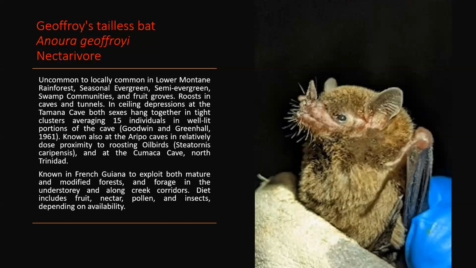In ceiling depressions at Tamana Cave, both sexes hang together in tight clusters, averaging around 15 individuals. They are also known to be found in the Aripo Caves in close proximity to roosting oilbirds, and also at Kumaka Cave in North Trinidad. They are known to exploit both mature and modified forests and forage in the understory and along creek corridors. Diet includes primarily nectar, but they can also take fruit, pollen, and insects depending on availability.